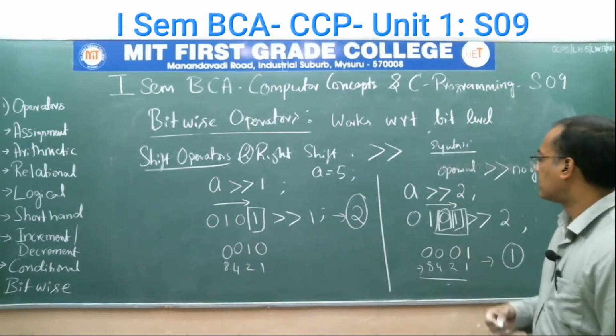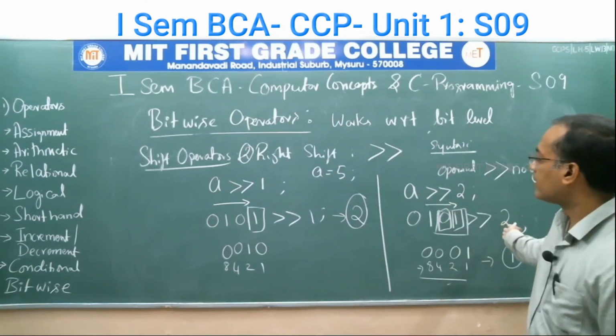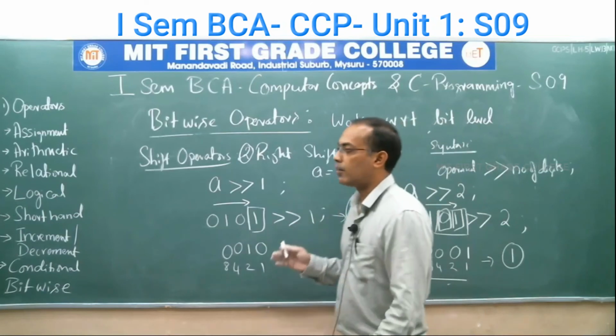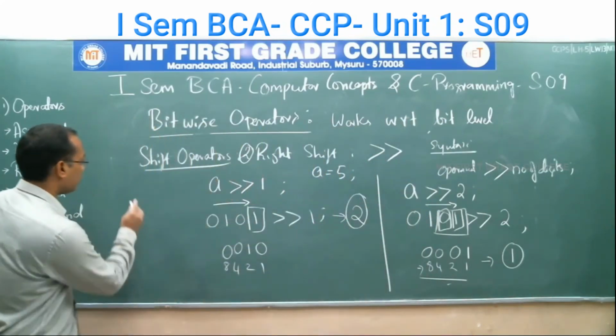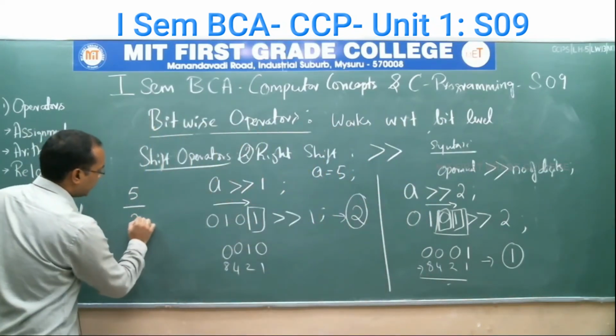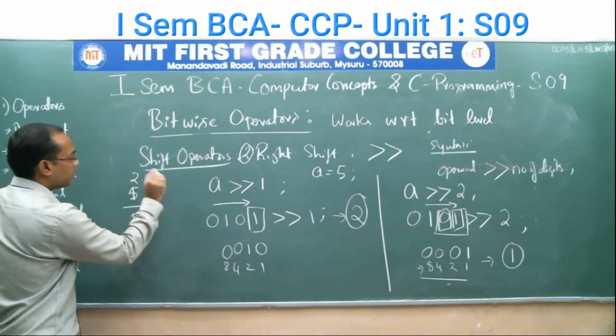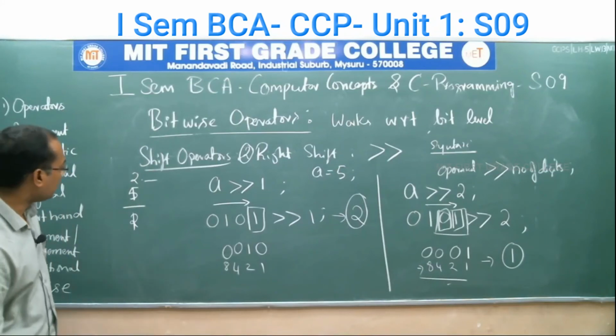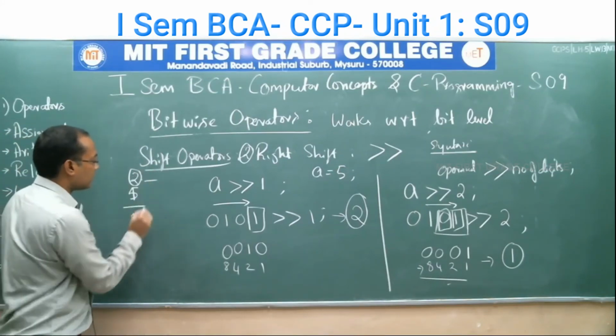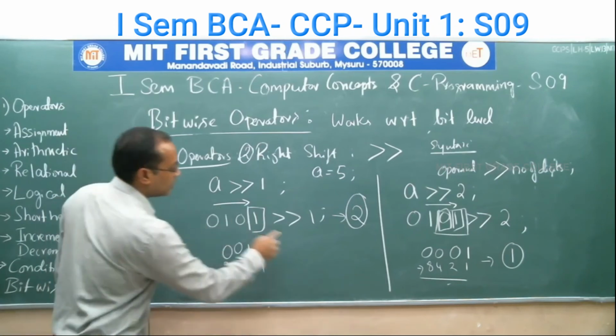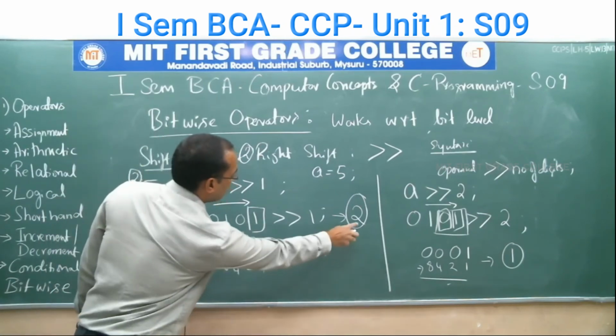How does this work? See, whenever you are using the right shift operator, look at the answer carefully. 5 divided by 2, 2 ones are 2, 2 twos are 4, and some decimal point you will get over here. So what is the result you got? One time division, you got the quotient, that is nothing but 2.